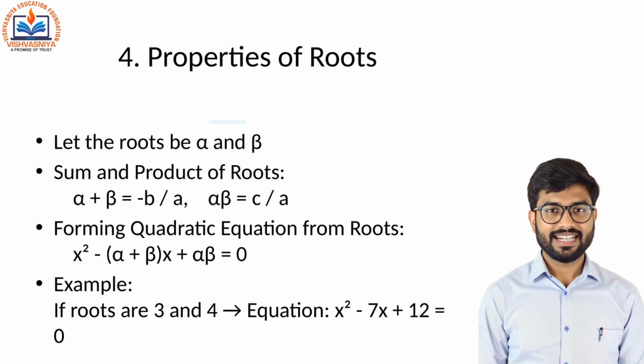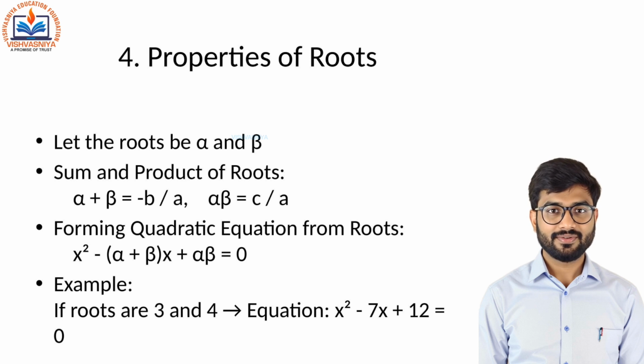Now let's understand how to use the sum and product of roots to form a quadratic equation. Suppose the roots of the equation are alpha and beta. Then, the sum of the roots, that is alpha + beta, is equal to -b/a. The product of the roots, alpha times beta, is equal to c/a.